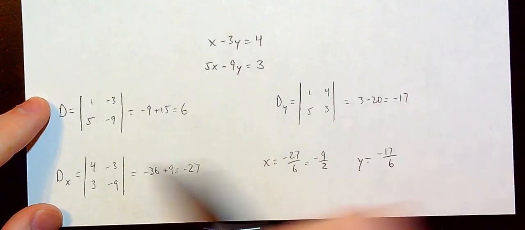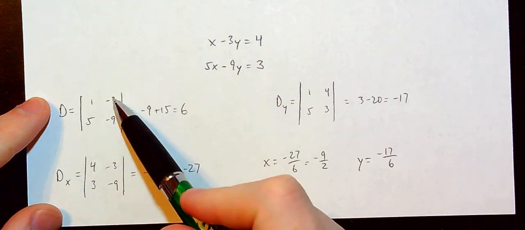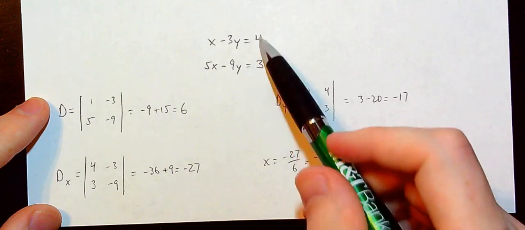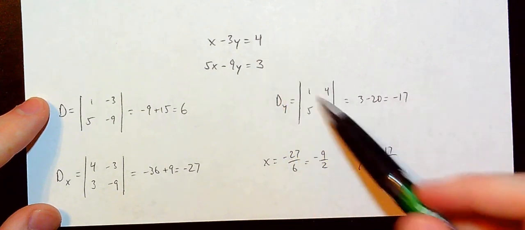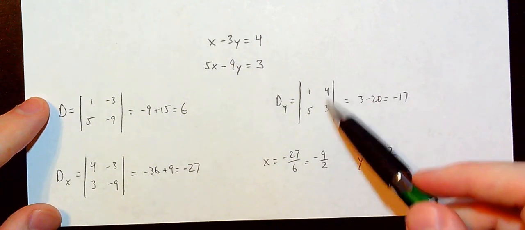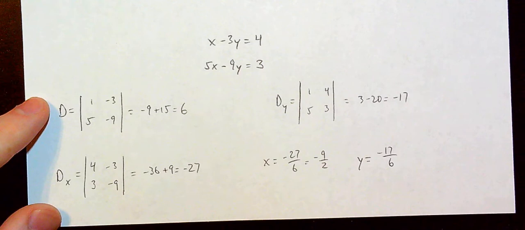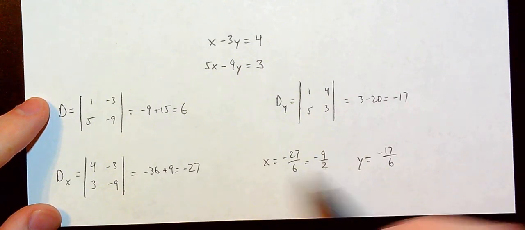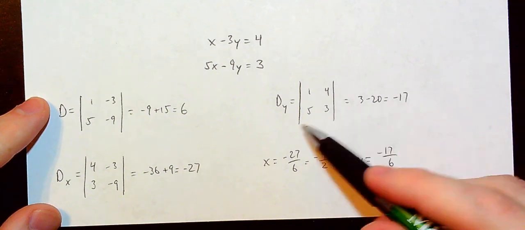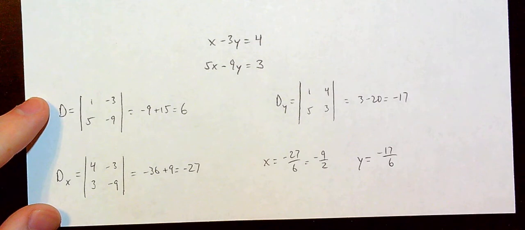D sub y, I take this matrix, I replace the second column with my numbers of 4 and 3 here, and then take the determinant of that resulting 2 by 2 matrix. 3 minus 20 gives us -17. So our x value, D sub x over D, -27 over 6, or that's the same thing as -9/2. And then y is D sub y over D, -17/6.